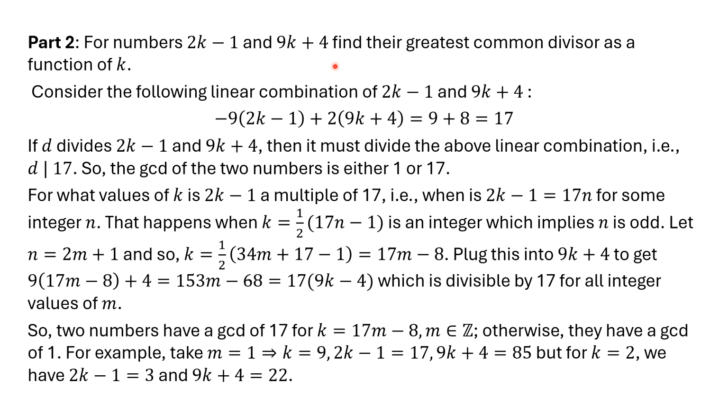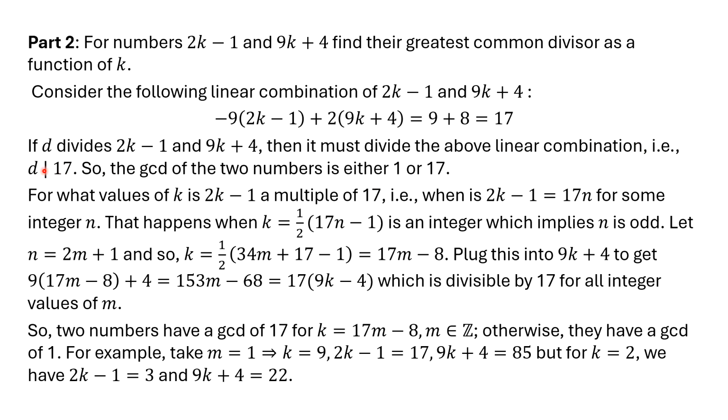The second part of our problem is for numbers 2k minus 1 and 9k plus 4, find their greatest common divisor as a function of k. So we consider the linear combination of these two numbers. We'll take minus 9 times this first number plus 2 times the second, and we get 9 plus 8 equals 17. The k terms cancel. So if D divides these two numbers, it must divide this linear combination. That was the hint I gave you on the first slide as part of the problem.